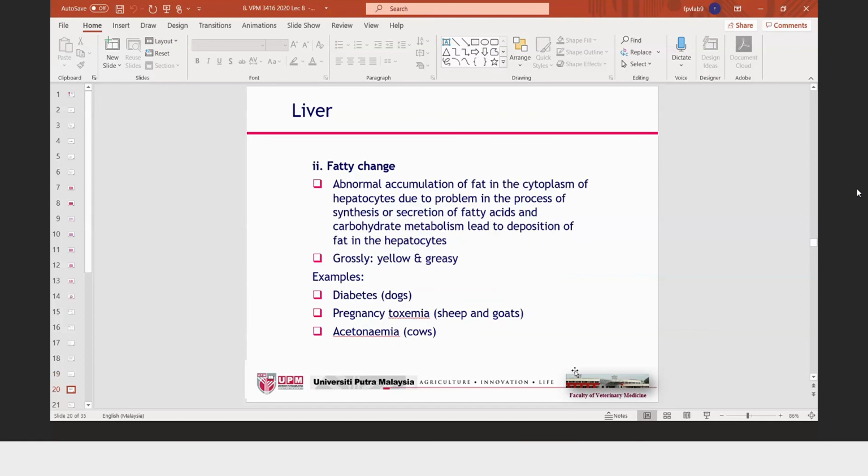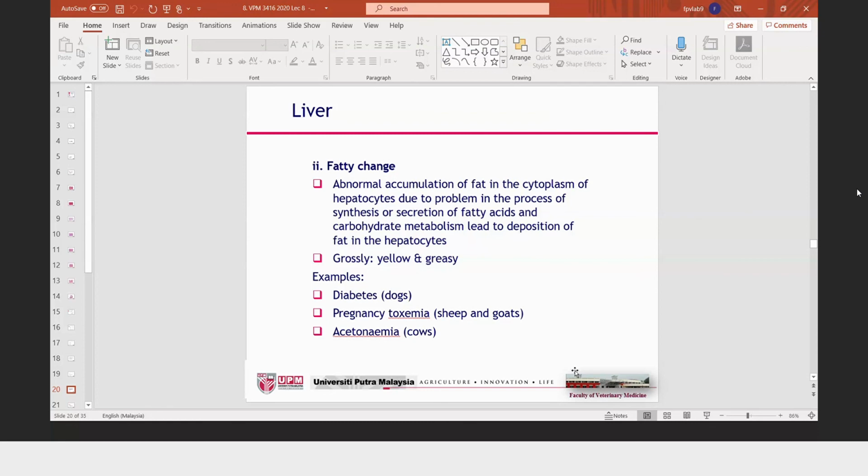Another common one is fatty change. In fatty change, usually when you cut the liver, you can feel that the knife is greasy, because you get a lot of fat there. The liver is yellowish in color. This is partly because of abnormally high accumulation of fat in the cytoplasm of hepatocytes due to problems in the synthesis or secretion of fatty acid, and carbohydrate metabolism leads to the deposition of fat in the hepatocyte.